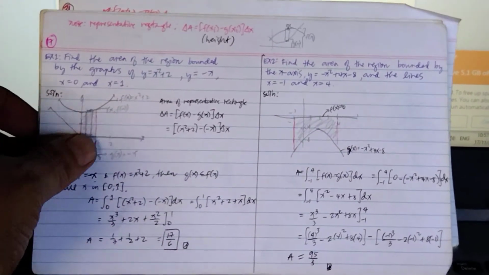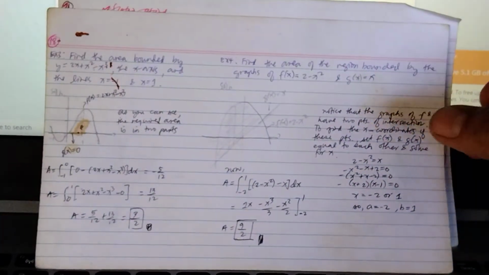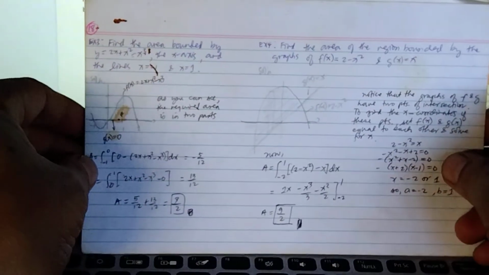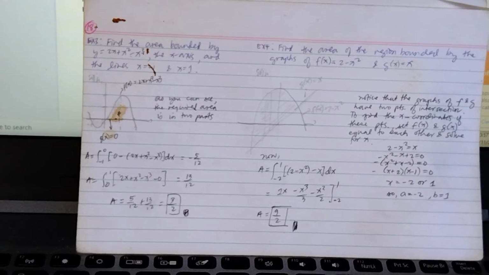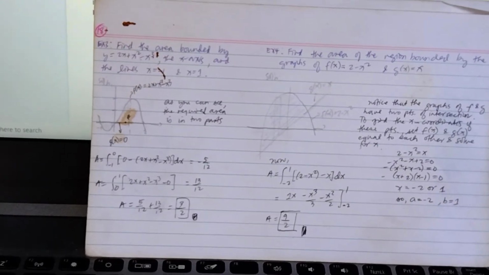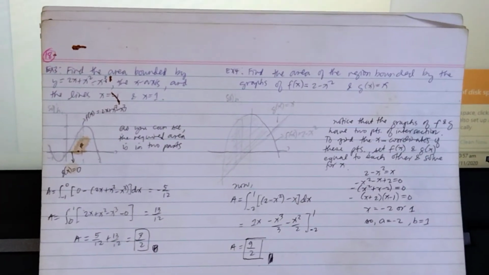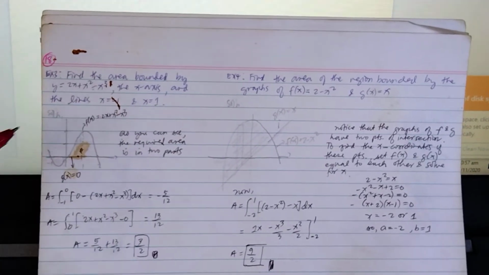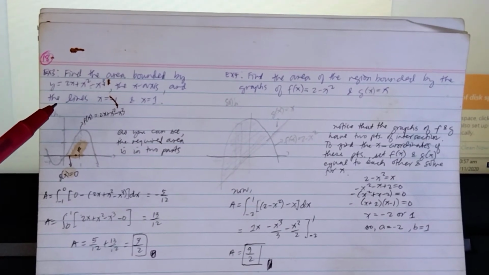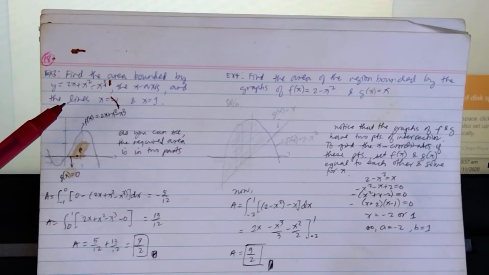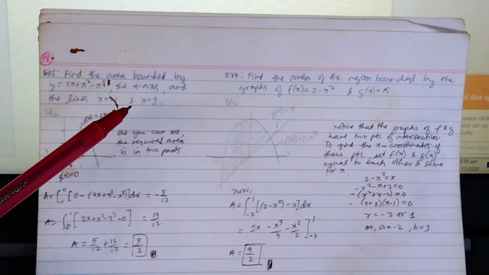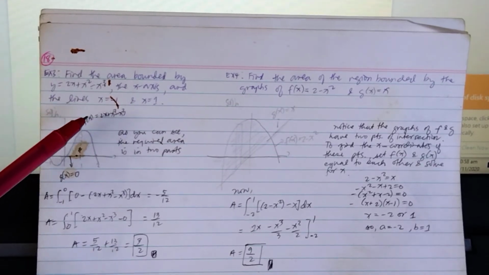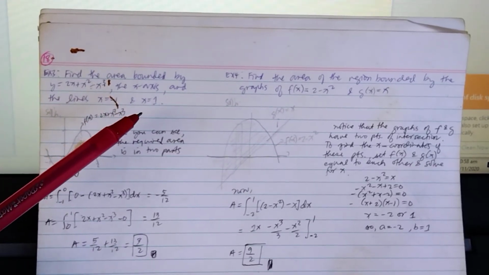I still have some examples here, so you won't be left hanging. We have here example number 3. Find the area bounded by y is equal to 2x plus x squared minus x cubed, the x-axis, and the lines x is equal to negative 1 and x is equal to 1.